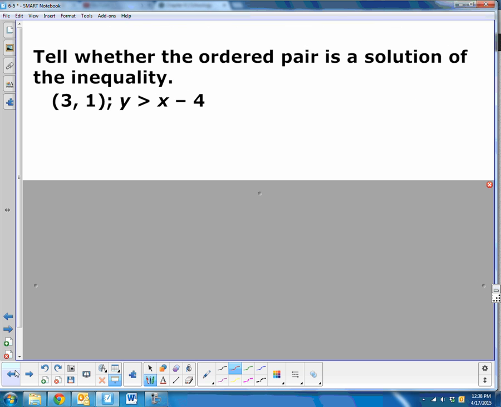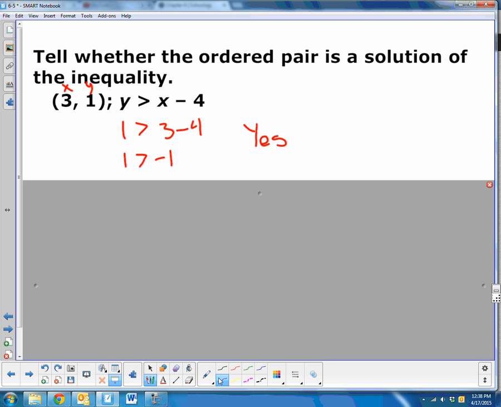Let's do another one. I'll do one with you here. So we've got another inequality. Y is greater than x minus 4, and I've got a solution. I want to know, is this a solution? Y is 1, x is 3. Let's see, 1 is greater than negative 1. Yeah, 1 is greater than negative 1. So yes, that is a solution.